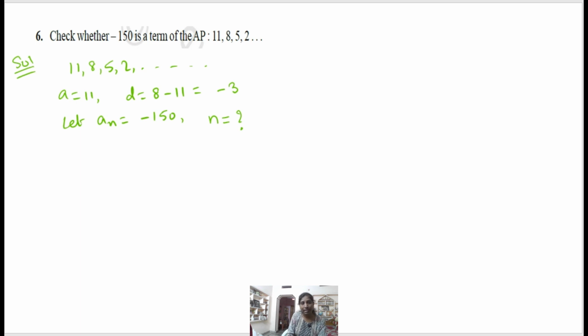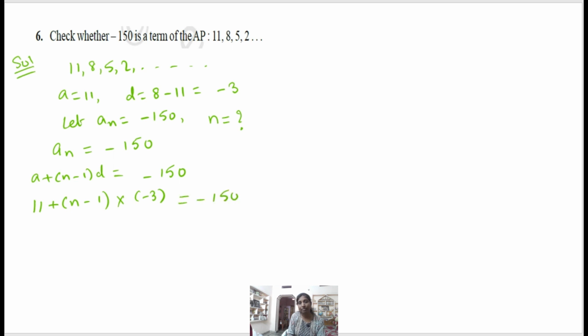So here again you write an is equal to minus 150. Then what is the formula of an? a plus (n minus 1) into d is equal to minus 150. Now what is a here? 11. What is n here? We don't know. What is d here? Minus 3. Negative numbers you always keep in brackets. So 11 plus (n minus 1) into (minus 3) is equal to minus 150. Now I am going to multiply these two brackets. So n into minus 3 is minus 3n. Minus 1 into minus 3 is plus 3, is equal to minus 150.